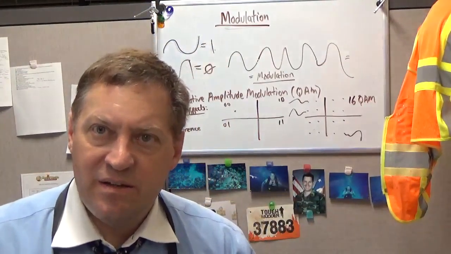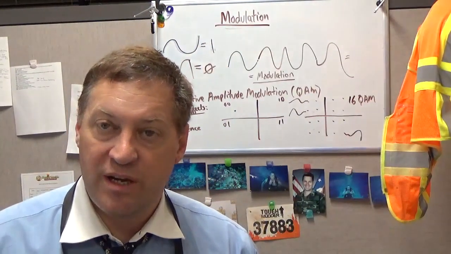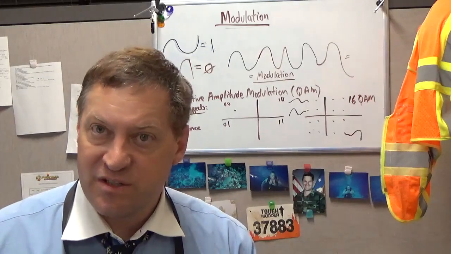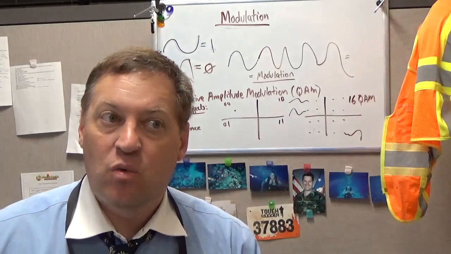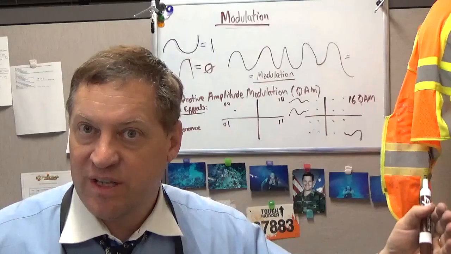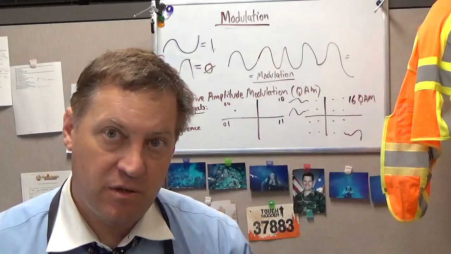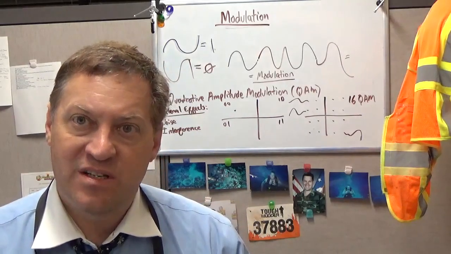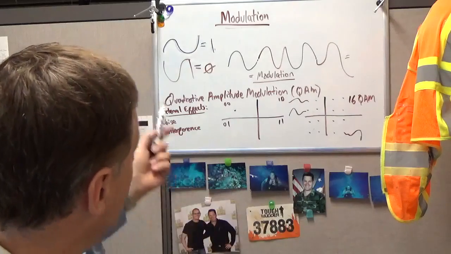How do we send ones and zeros through the air? How do we translate radio waves, or that energy in the air, into ones and zeros? We do it through a process called modulation.